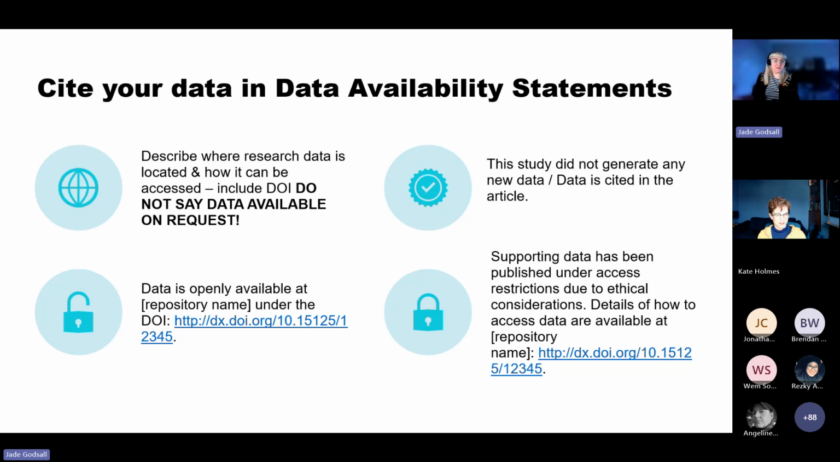It's fine to say that you didn't generate any new data or that you've cited the data in the article. If there isn't a specific space for a data availability statement, then we suggest putting it in the acknowledgement section. Your institutional web pages and libguides will have guidance and advice, and also suggested statements. I've got two there, but if you are interested, on the Bristol website it's like a choose your own adventure thing where you can say, okay, this is my data, and then it'll give you a statement that you can pop in.